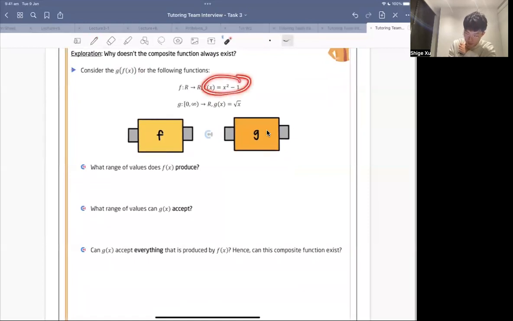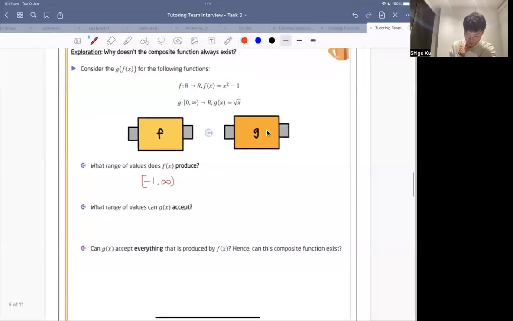Well, this is a rule. This is a quadratic, right? But shifted 1 unit down. So the minimum point will be -1. Right? And it's all positive because we have the x squared term, so every negative number becomes positive. So we're actually going from -1 to infinity. Right? That's the range of f.